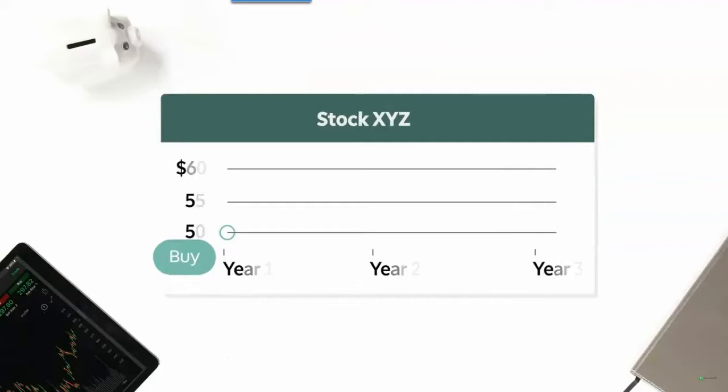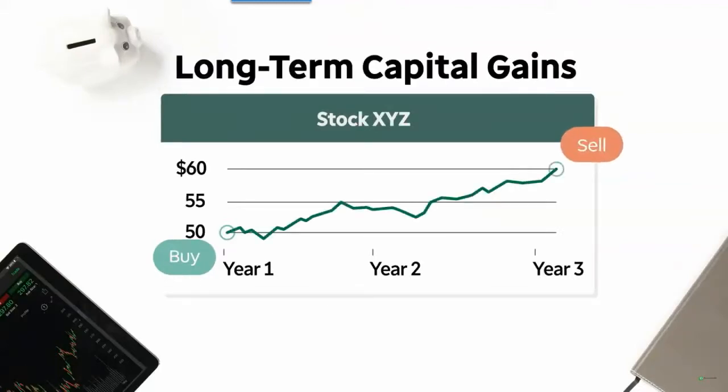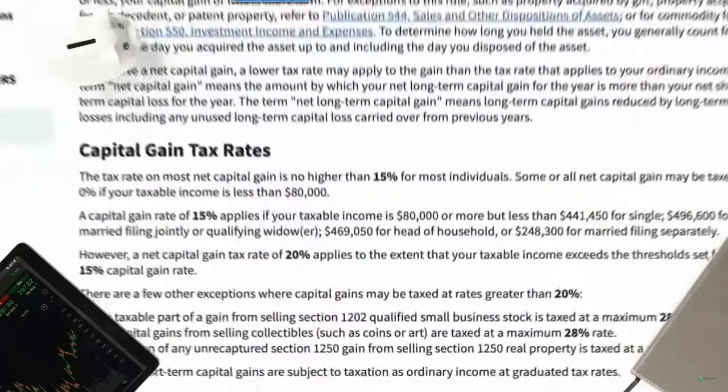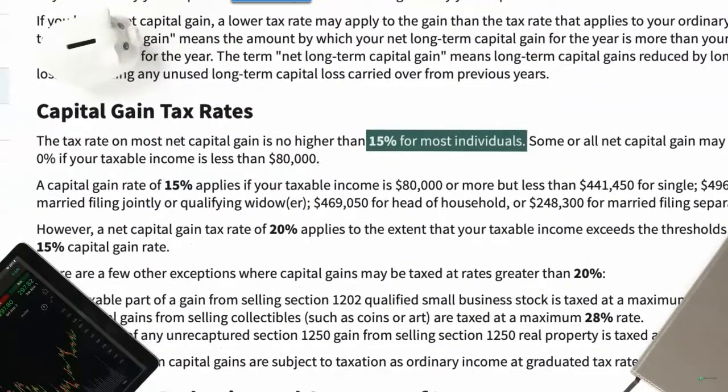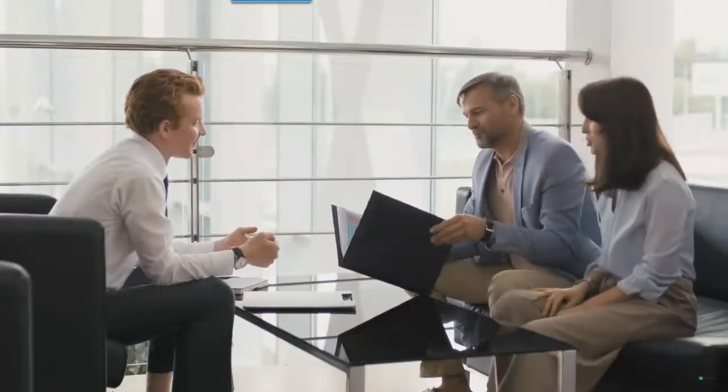Proceeds from investments held for more than a year are typically classified as long-term capital gains. They're usually taxed more favorably because the U.S. government views them as providing economic benefit. The specific rate may still vary based on your income, but for reference, the 2020 long-term capital gains rate did not exceed 15% for most people. Again, rates can change over time, so it's best to check with the IRS or a tax professional.